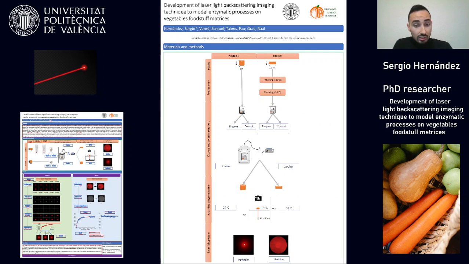In this study, this technique was applied to model enzyme transformations to soften vegetables. Carrots and pumpkins were chosen as vegetable solid matrices because of their elevated hardness. Otherwise, they would need a prolonged thermal treatment that could provoke the loss of vitamins and flavors, as well as organoleptic alterations in color and sweetness.